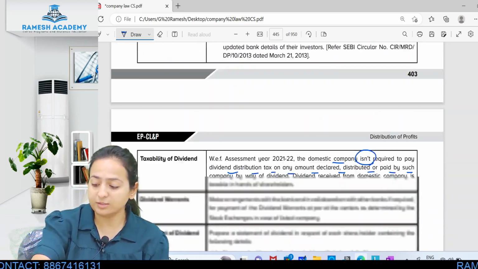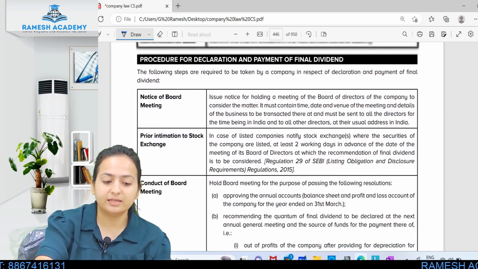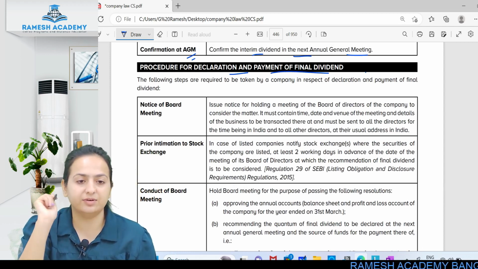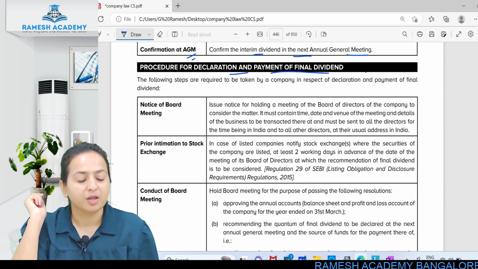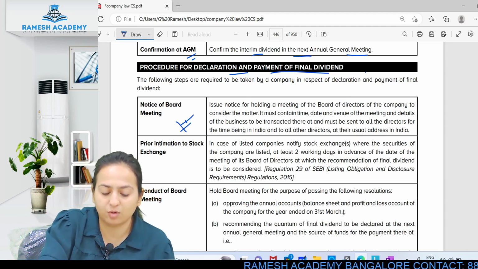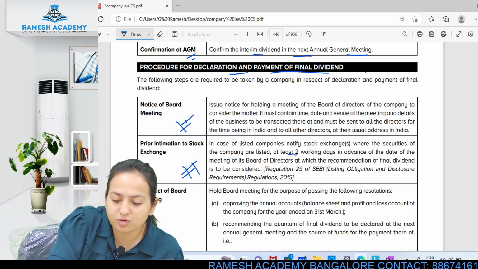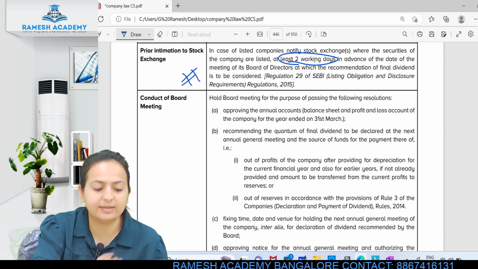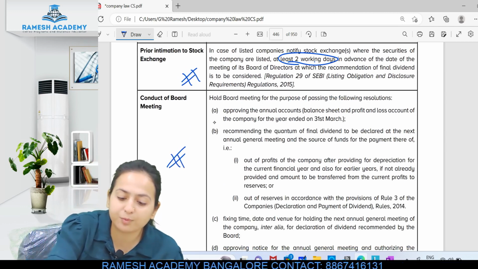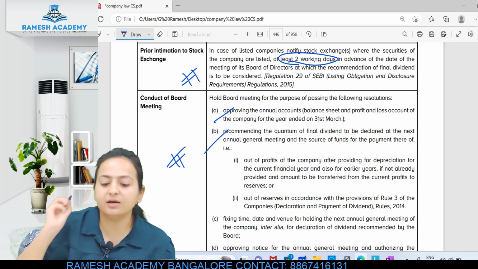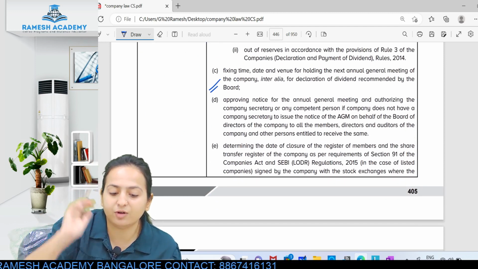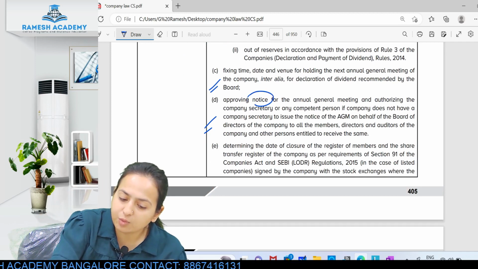Next, what is the process that needs to be followed in case of declaration and payment of the final dividend? That was about the interim dividend. First of all, you have to give a notice of the board meeting to all the directors. Prior intimation to the stock exchange needs to be given at least 2 working days in advance. Then you will hold a board meeting. What will you do? You will approve the annual accounts, recommend the final dividend quantum, fix the date, venue and time for the next AGM. You will approve the notice for the AGM.